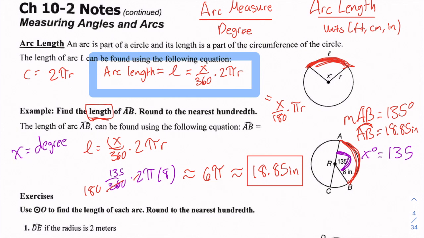Everybody look at these two right now. Distinguish. Why are they different? This has the M. Measurement has the M for measurement of the arc. If it doesn't have anything, this is just the length of arc AB. So understand those two differences.